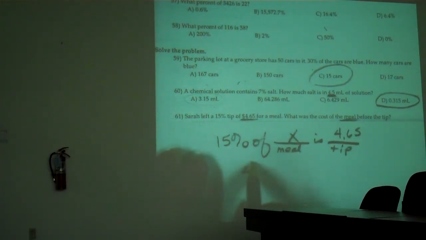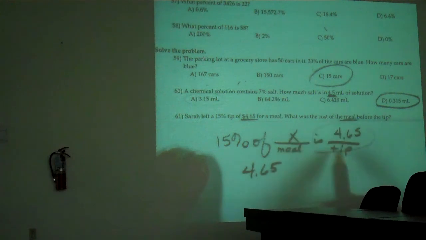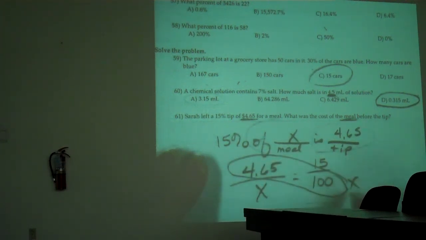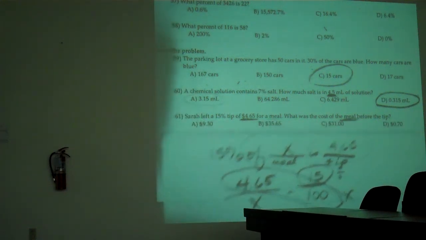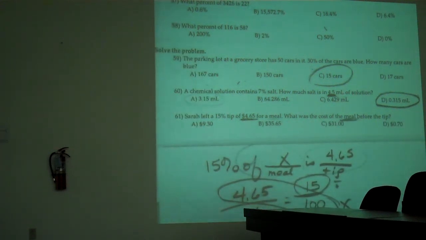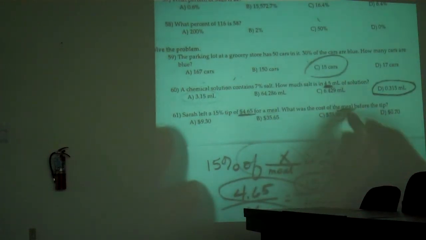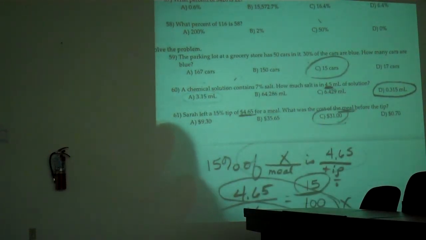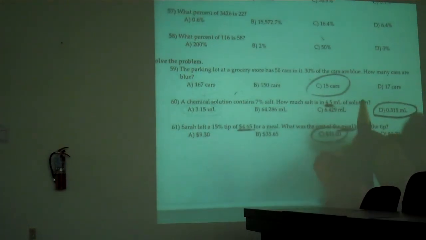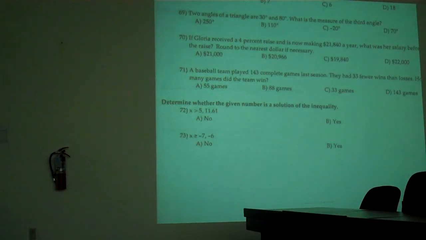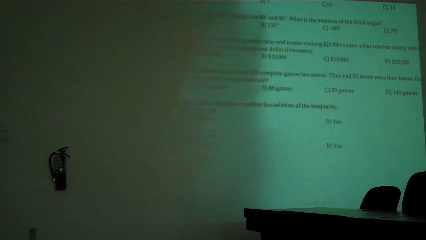We know the is, we don't know the of. 15 goes over 100. So do 4.65 times 100 divided by 15. 31 even? Yep. $31 even. So when you're doing word problems that have that in there, put it into that. This percent of this is this, and then you'll know where to put it.